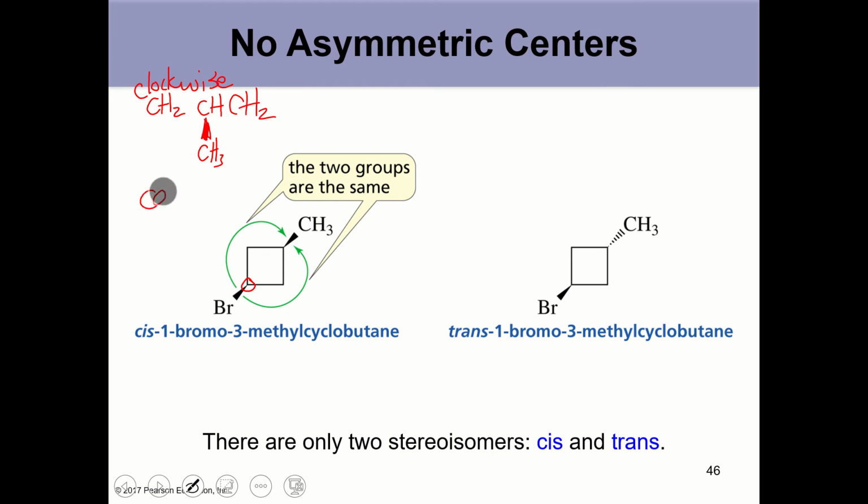If we go counterclockwise, we get the exact same answer. CH2 bonded to CH, which has a solid wedge to CH3, bonded to CH2. Because they look the same as you go clockwise and counterclockwise from the asymmetric center, they have an internal mirror plane and are achiral. No asymmetric center is present.